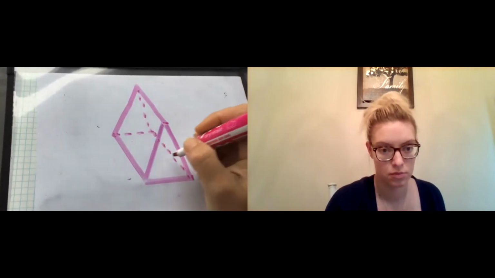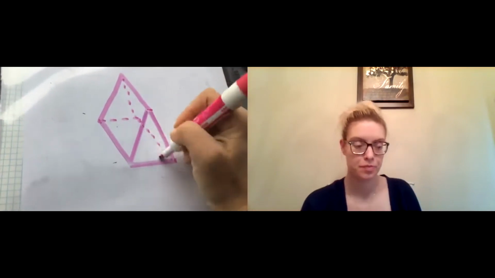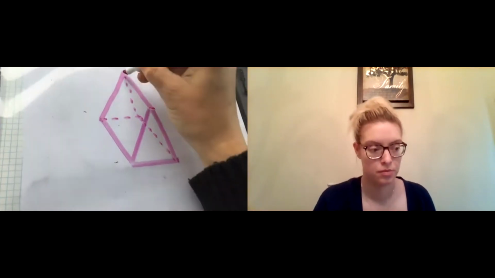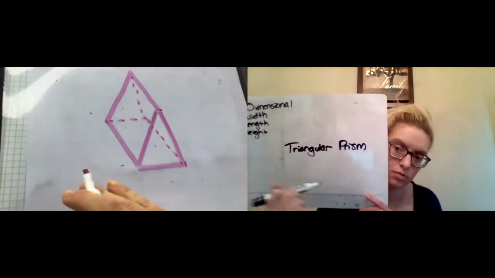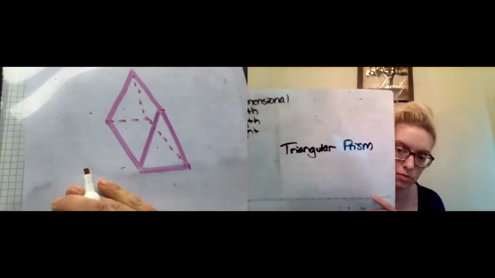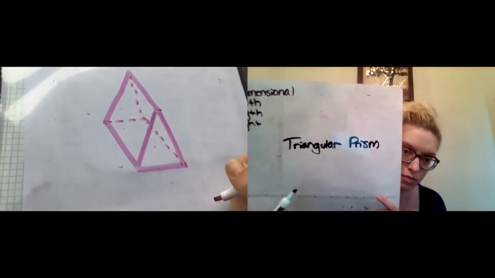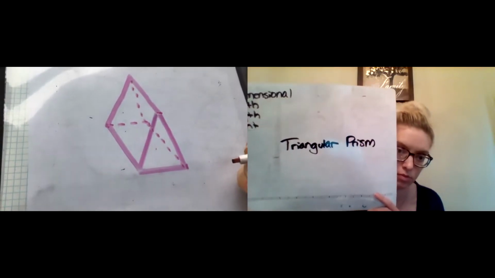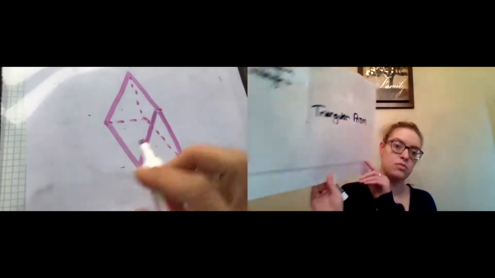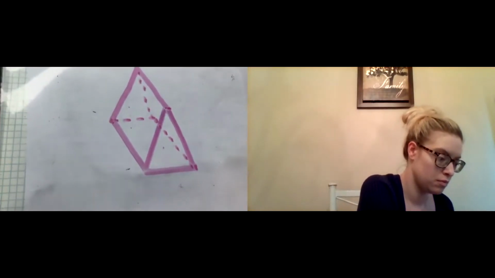So I actually have a prism here, because this triangle is my base, and then I have the identical triangle that's behind it. Okay, so even though it's not on the bottom of the figure, this would be a triangular prism with two bases. So now we can start thinking about counting up faces, edges, and vertices. Well, what do we know? We know it's a triangle. So I know that the base has three sides.